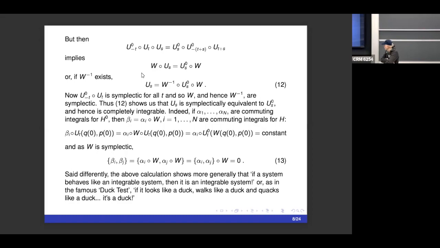And because W is symplectic, the Poisson bracket of the beta I's is the image of the Poisson bracket of the alpha I's composed with W, which are zero. So it's a completely integrable system. Said differently, the above calculation shows, more generally, that if a system behaves like an integrable system, then it is an integrable system. Or in other words, it's the famous duck test: if it looks like a duck and it walks like a duck and it talks like a duck, actually it is a duck.